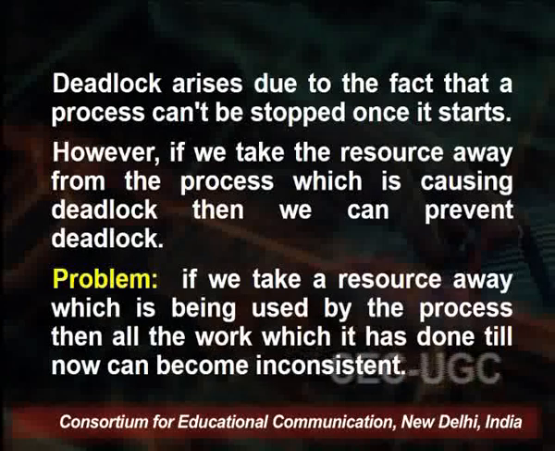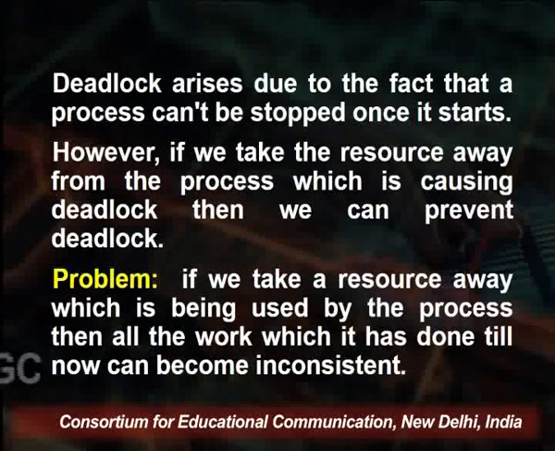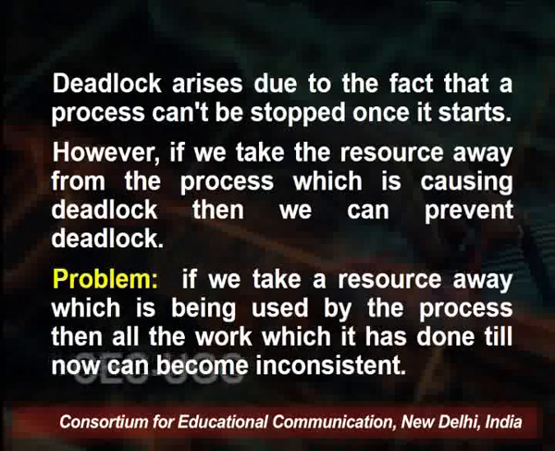Now in order to prevent the deadlock, we can stop the process which is causing the deadlock. How are we going to stop the process? The process has to be terminated somehow. In the process of that termination, the resources will be taken away. Now what will happen when we take away the resources? If we take away the resources being used by the process, then all the work which the process has done till this point will become inconsistent.